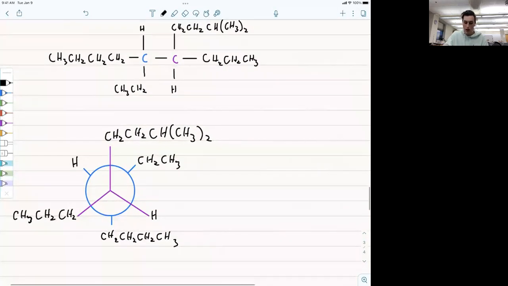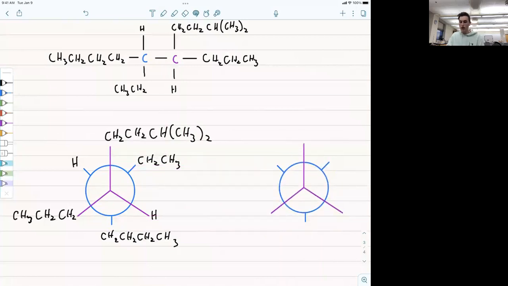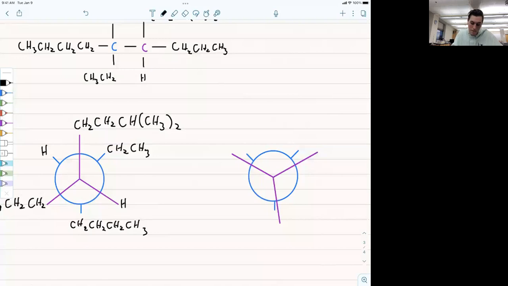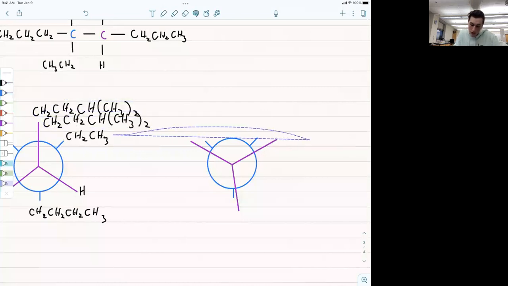For my least stable, I'm going to have a reasonably similar Newman projection because I'm trying to put my biggest groups together. If I'm looking for least stable, that would be a lot of steric hindrance. So my least stable groups are now going to be right next to each other. This is my eclipsed conformation, and I'm going to put my biggest groups next to each other. My first biggest group was this big one over here. I'm just going to copy and paste it. This was my biggest group, and it was on my purple carbon.